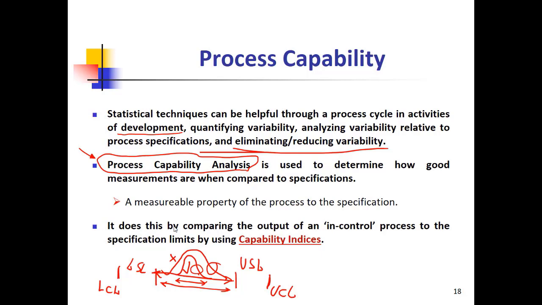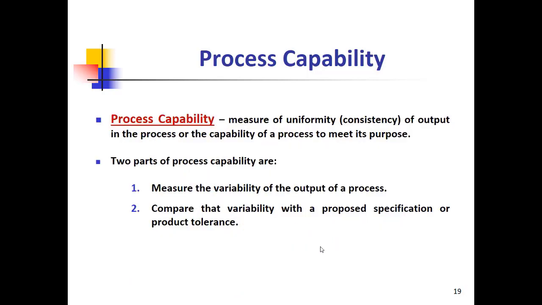When we are doing the capability analysis, we are talking about an in-control process, a process that is already in control. In control means all the measurements are between LCL and UCL, so it is a stable process, and we use some capability parameters or indices to do the capability analysis, which you will see in the next slides. Process capability is a measure of uniformity or consistency of the output of the process. How uniform are your products?